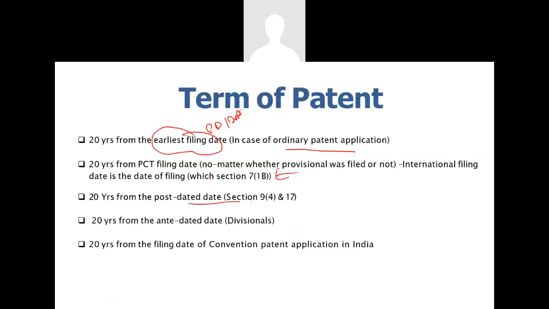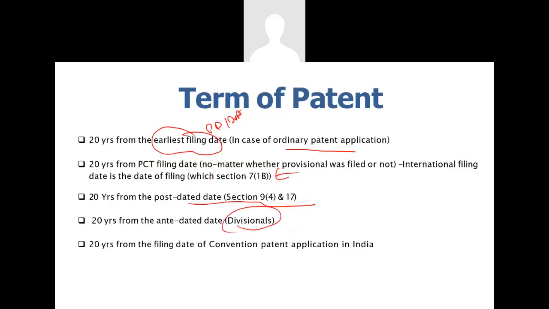Then when there is a case of post dating, which is the next lecture, what is the post dating under section 17 and 94, that you try to push it to a certain date. So this is the post dated date. Where when you originally filed a patent application, now you made a request to postpone its date to a later date. So that new post dated date would be picked up for adding 20 years to it to find out the expiry.